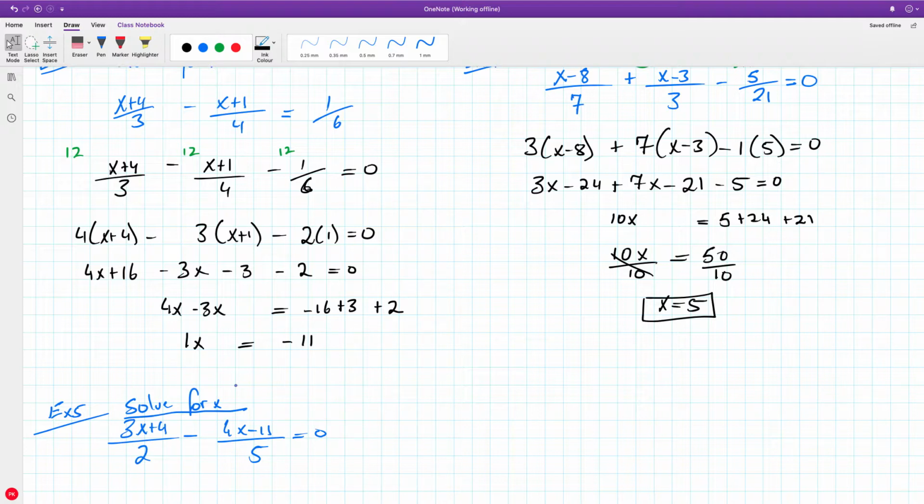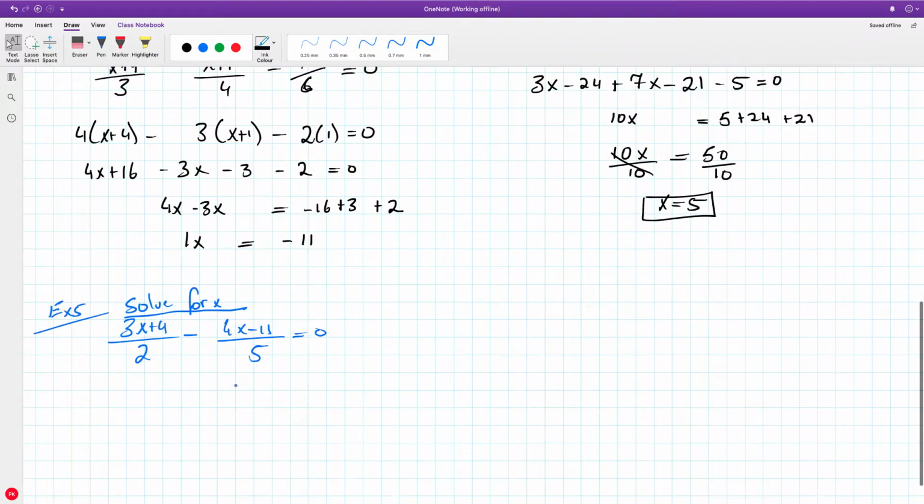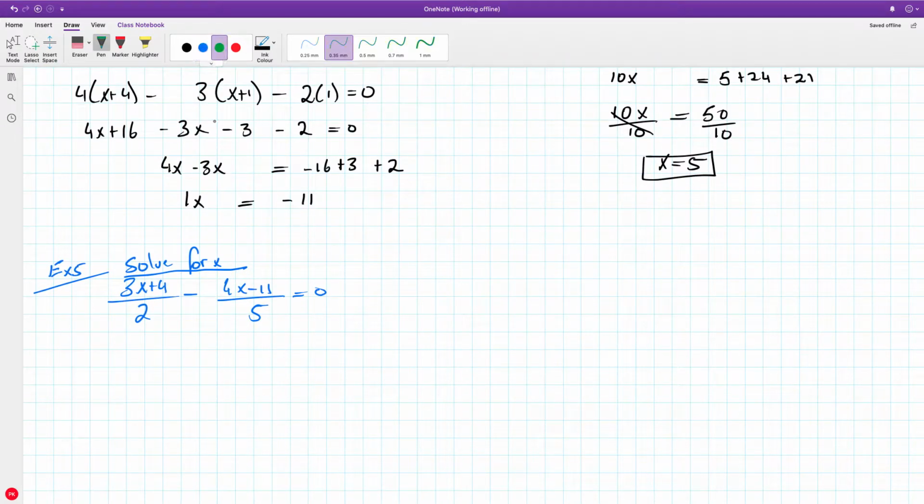What you getting in, Julian? Right, let's look at it. So, first things first, lowest common multiple between 2 and 5 is 10. 2 into 10 goes 5 times 3x plus 4, minus 5 into 10 goes 2 times 4x minus 11 is equal to 0.